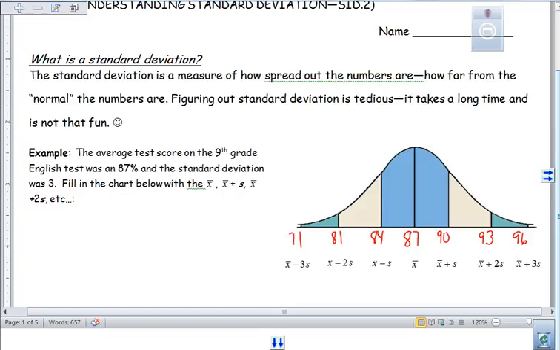So what we find out is that between an 84 and a 90, 68% of the people should have their test scores within that standard deviation. From an 81 to a 93, that's where we get the 95% of our data.